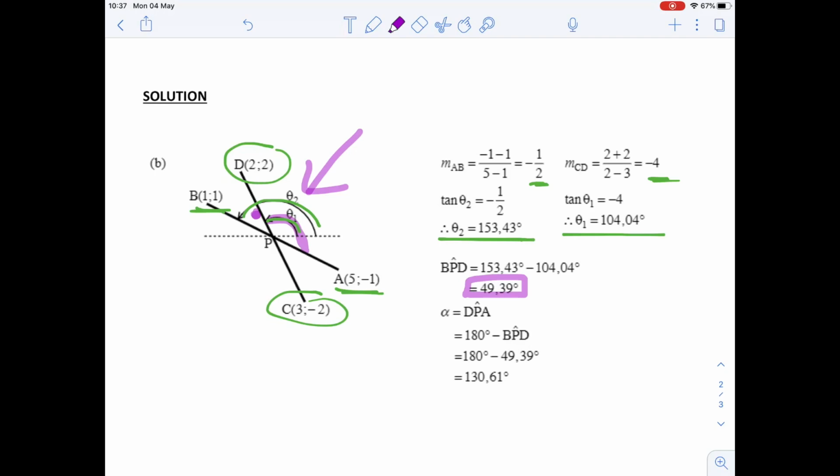If we look at the original question, that angle there is alpha. So to find that angle, my final answer is going to be 180 degrees minus BPD, which I worked out, which ends up being 130.61 degrees. So my angle alpha, the one that I was looking for in the original question, is going to be 130.61 degrees.